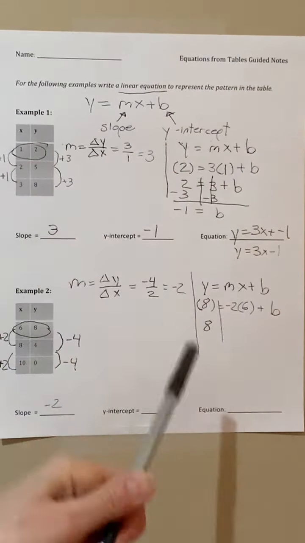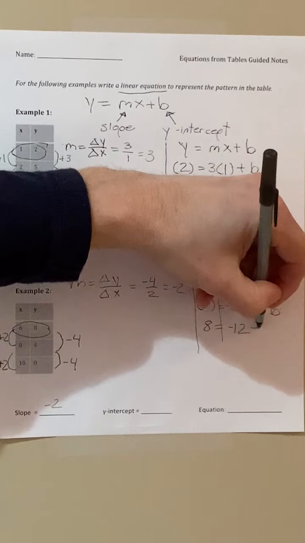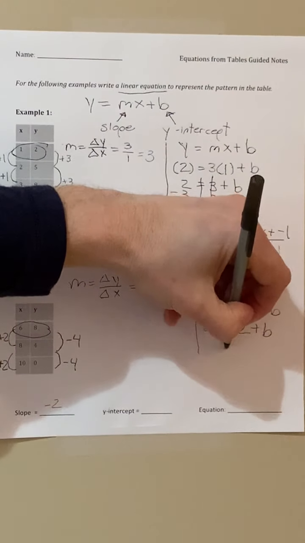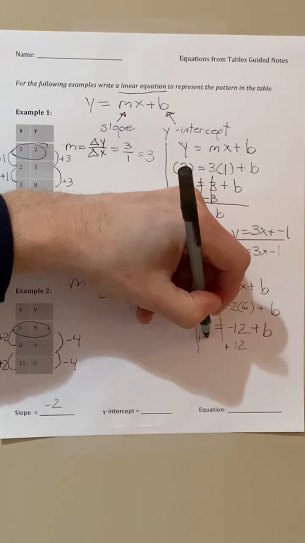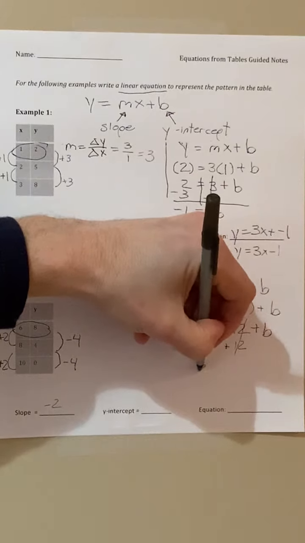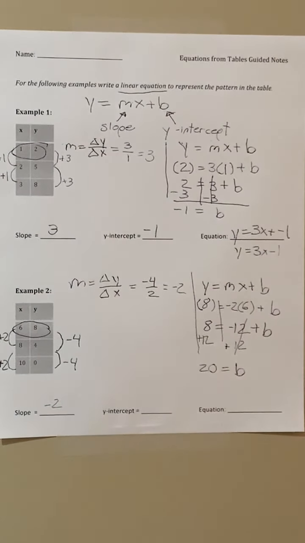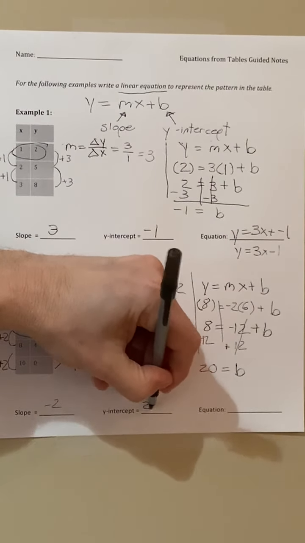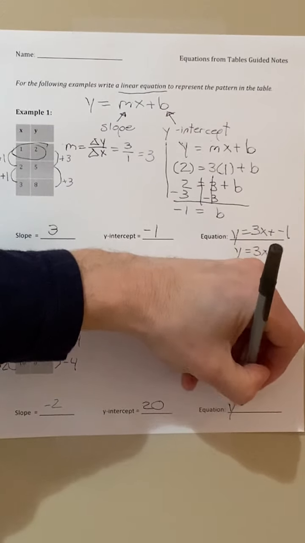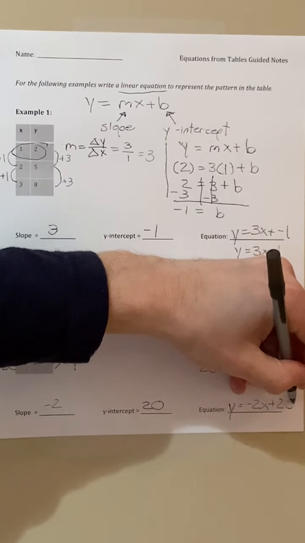8 equals negative 2 times 6, which gives me negative 12, plus b. So to get rid of negative 12, I have to add 12 to both sides of the equation. 8 plus 12 gives me 20. So I have b equals 20. So now my equation is going to be y equals, slope goes in front of the x, negative 2x plus 20.